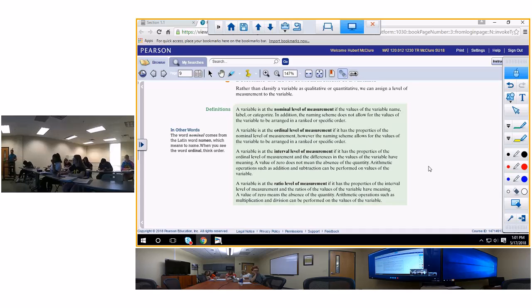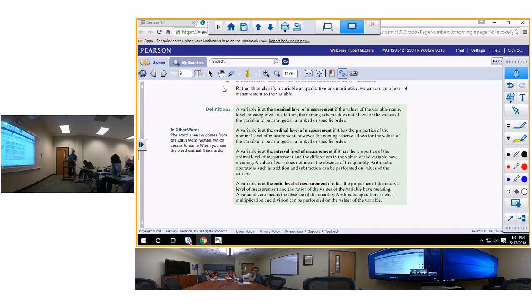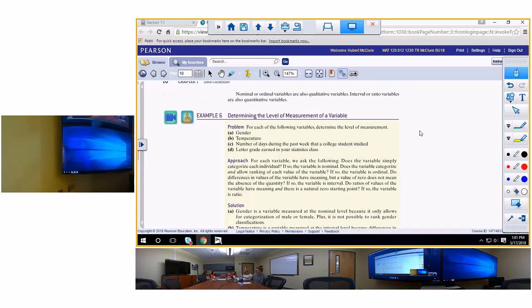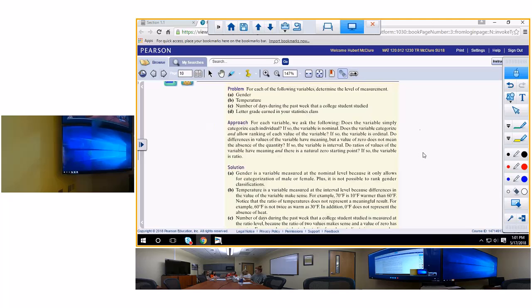And you don't have to write every single word. You can just put page 9 and just write the 4 measurements. We'll go ahead to the next page so you can write down examples. There's 4 examples.